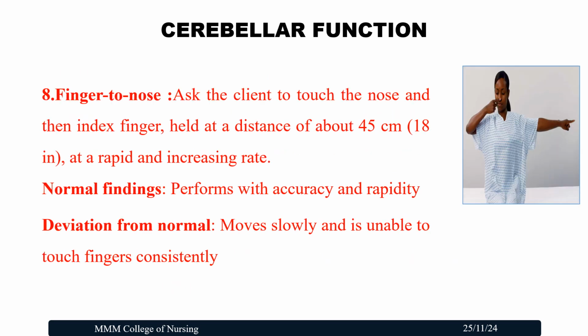Finger to nose test. Here, ask the client to touch the nose and then an index finger held at a distance of about 45 centimeters or 18 inches, at a rapid and increasing rate also. The normal findings: performs with accuracy and rapidly. The deviation from the normal: moves slowly and is unable to touch the fingers consistently.